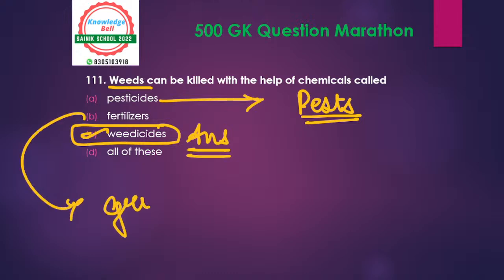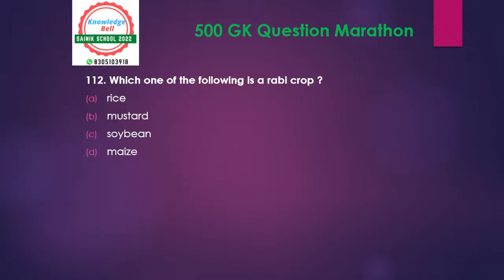Fertilizers are used to enhance the growth of crops. What will we use to increase growth? We'll be using fertilizers. Next is, which one among the following is a rabi crop? Rabi crop means a winter season crop.